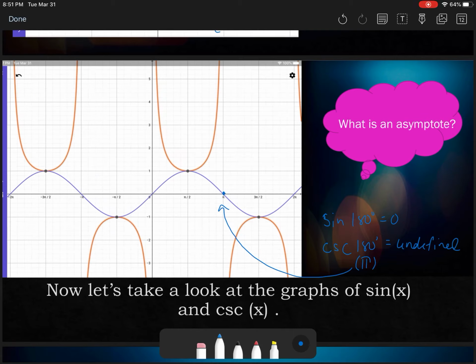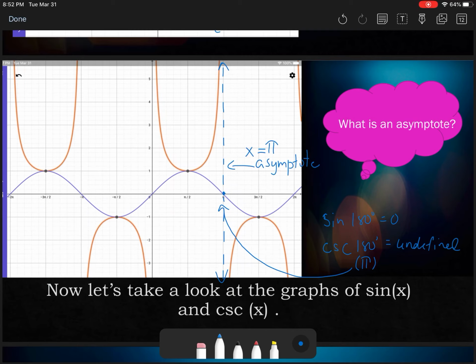And if you look, we can draw this imaginary line. That is our asymptote. The graph will forever approach this line, which is x equals pi. Remember, it's a vertical line, so it's in the form of x equals. It will always approach that line but it will never intersect it.